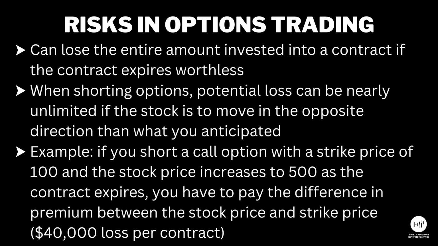For example, if you short a call option with a strike price of 100 and the underlying stock increases to 500, you would have to pay the entire difference in premium if you held that position all the way to 500 and it expired at that price. That difference in premium would be about $40,000 per options contract that you shorted, because 400, the movement of the stock itself, times 100 is equal to $40,000, which could be incredibly detrimental to a portfolio.